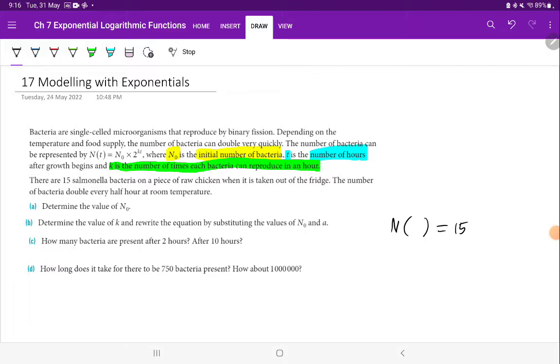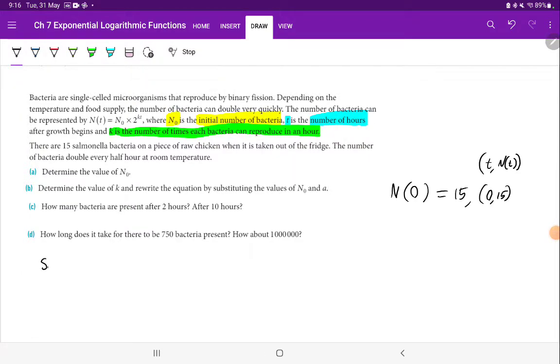Okay? So that's going to be 0. So what we know is we've actually got a point. We could represent this as the point (0, 15), where t is our x variable and N(t) is our y variable, or we can write it using function notation. Either way, this gives us a piece of information. Let's substitute it in and see if it can tell us anything about the function. So, sub N(0) equals 15 into the equation.